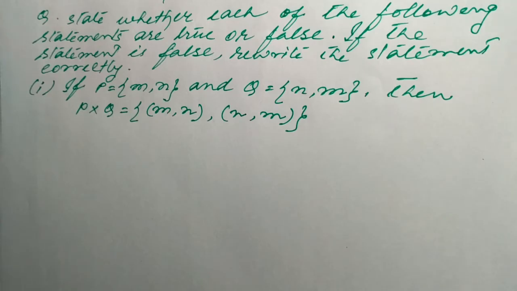Now we are going to discuss another problem. Here it is given: state whether each of the following statements is true or false. If the statement is false, rewrite the statement correctly. Our first question is: if P equals {m, n} and Q equals {n, m}, then P × Q equals {(m, n), (n, m)}.